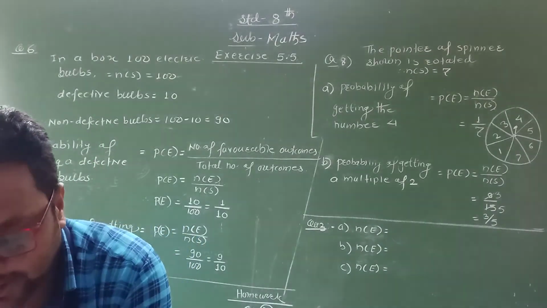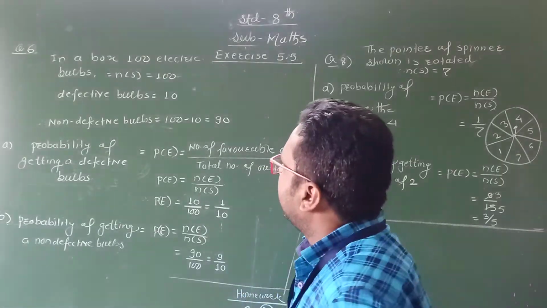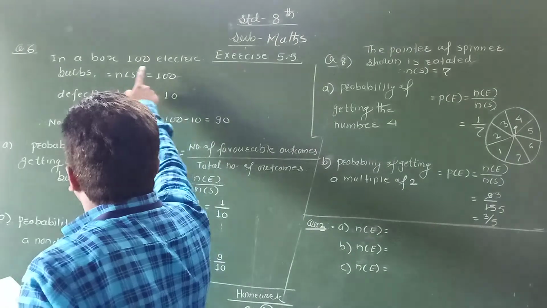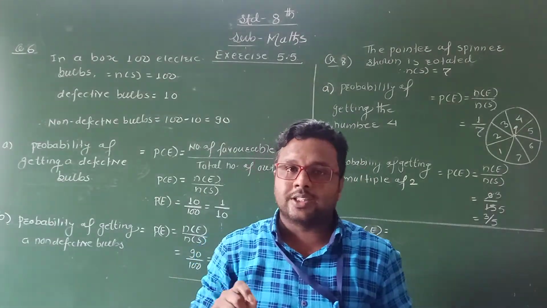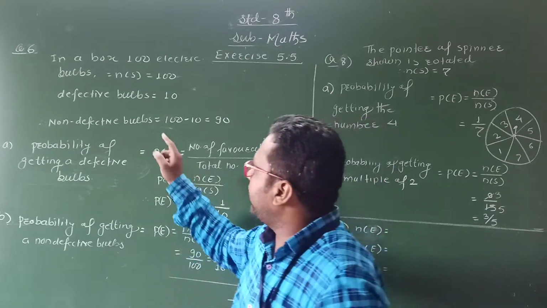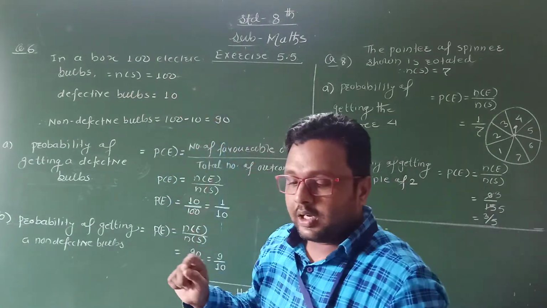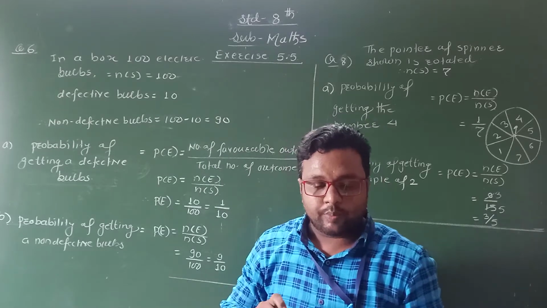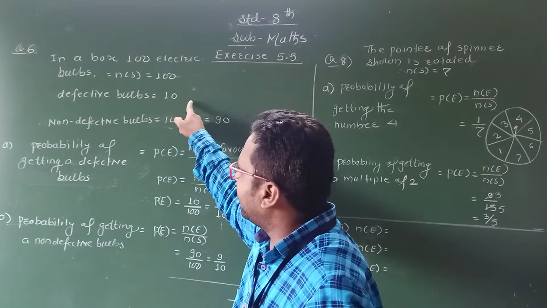Okay. Now see, in this random experiment, the total number of electric bulbs given is 100. Therefore, the box has 100 electric bulbs. This represents the total outcomes for this random experiment. Therefore, here I write n of S is equal to 100. Okay. The number of defective bulbs given is 10. Therefore, defective bulbs, here I write 10.